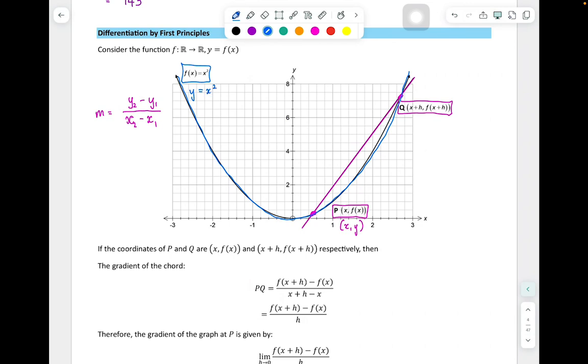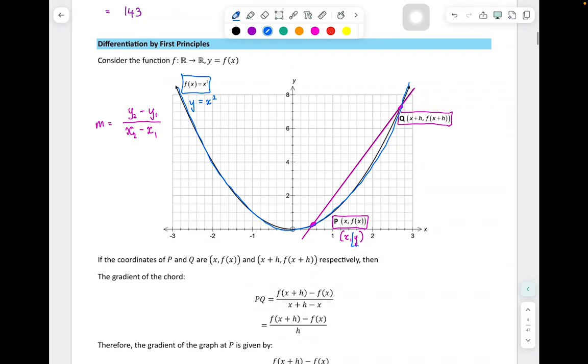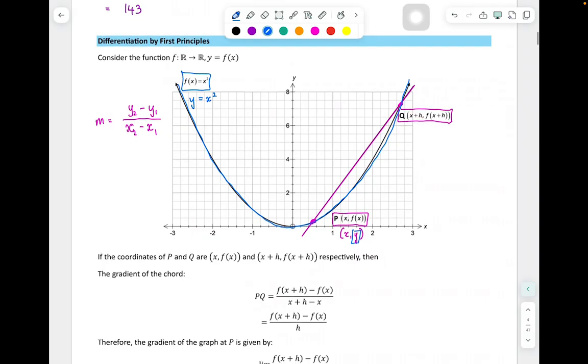But instead of saying x squared, instead of saying the y value here, we can say f of x instead. It has the same effect. So it doesn't matter what our graph is. It could be a cubic, it could be a quartic. As long as we take the y value, which is f of x.